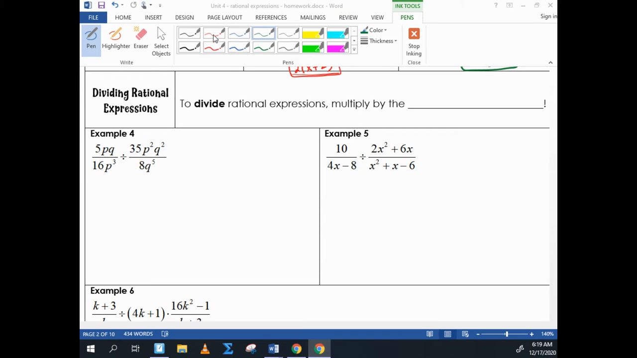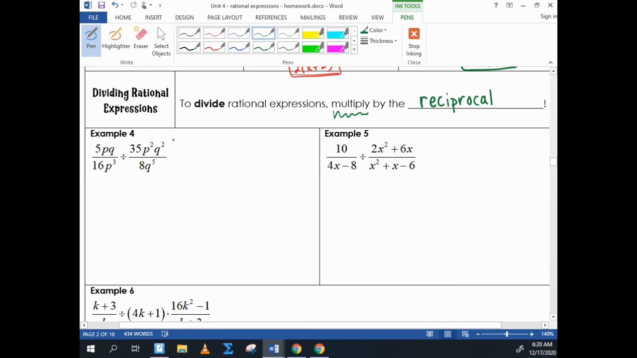Now on to the division. Basically, this is exactly the same thing as multiplication. To divide rational expressions, to divide any fraction, all you're going to do is still multiply, just like we did, but you've got to multiply by what we call the reciprocal. The reciprocal just means you flip the numerator to the denominator and the denominator to the numerator.